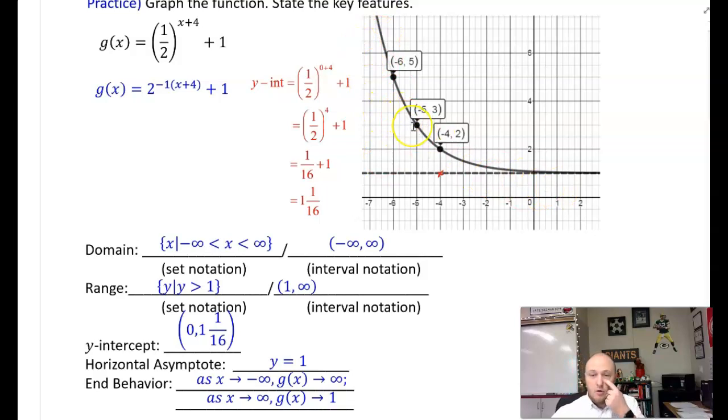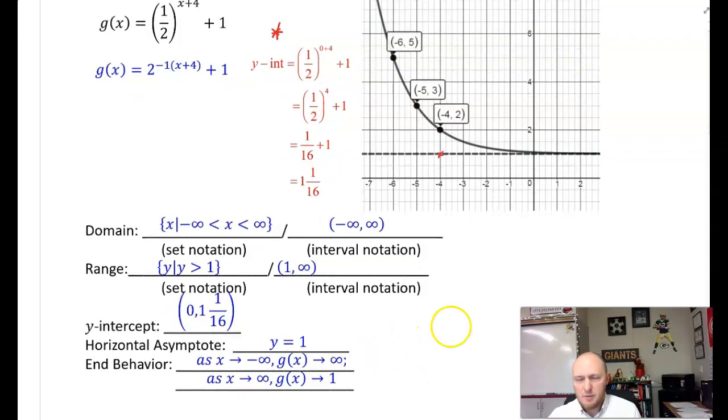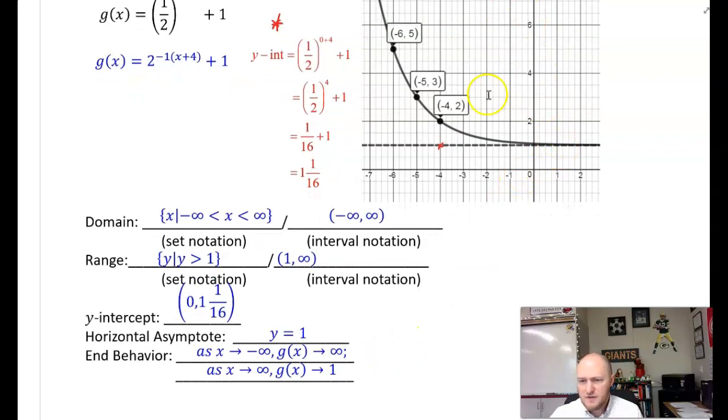The y-intercept, you may have had to work for that one. You may have had to plug in 0, so 1/2 to the power of 4 would be 1/16. So 0, 1, and 1/16. Our range was 1 to infinity, and then our end behavior was similar to the last example. X goes to negative infinity, g of x goes to infinity. X goes to positive infinity, g of x is approaching the horizontal asymptote at 1.